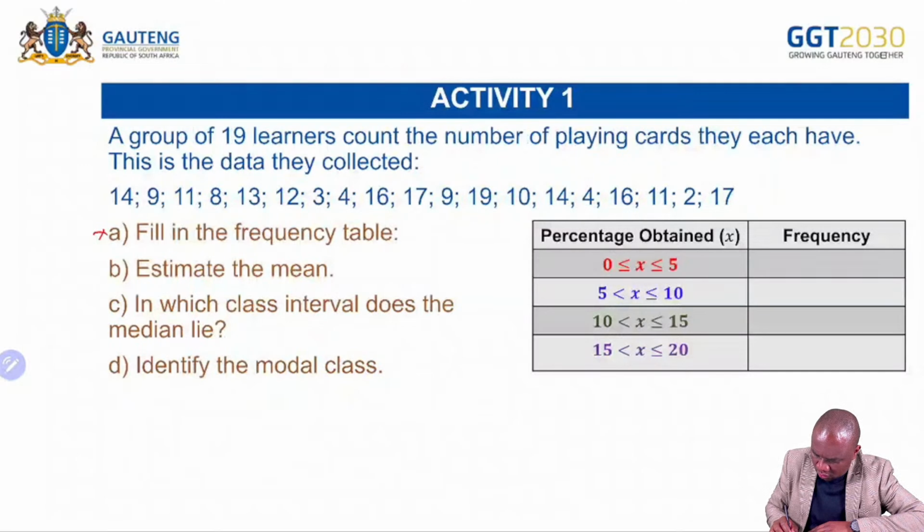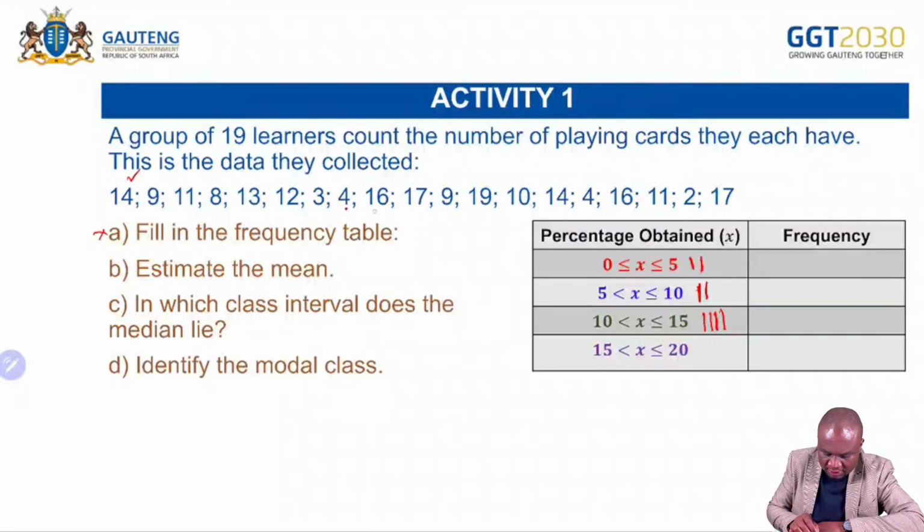I'll just squeeze it here. I don't have the column for tallying. So 14, where is 14? 14 is here. 9 is here, between 5 and 10. 11 is here. 8 is here. 13 is here. 12 is here. 3 is here. 4 is here. That's how we tally.